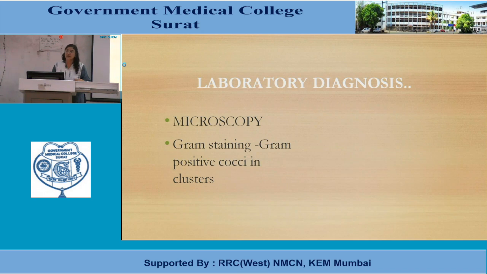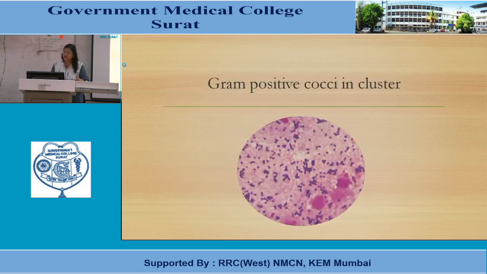After reaching the lab, the first investigation to be done is microscopy. It is a gram-positive cocci, so we can easily see it in pus and different samples. We make a smear and stain it with gram staining, and we can see the gram-positive cocci in clusters. So this picture shows a gram stain smear where you can see the purple-colored clusters of cocci. These are all gram-positive cocci clusters, and you can identify them as staphylococci morphologically.